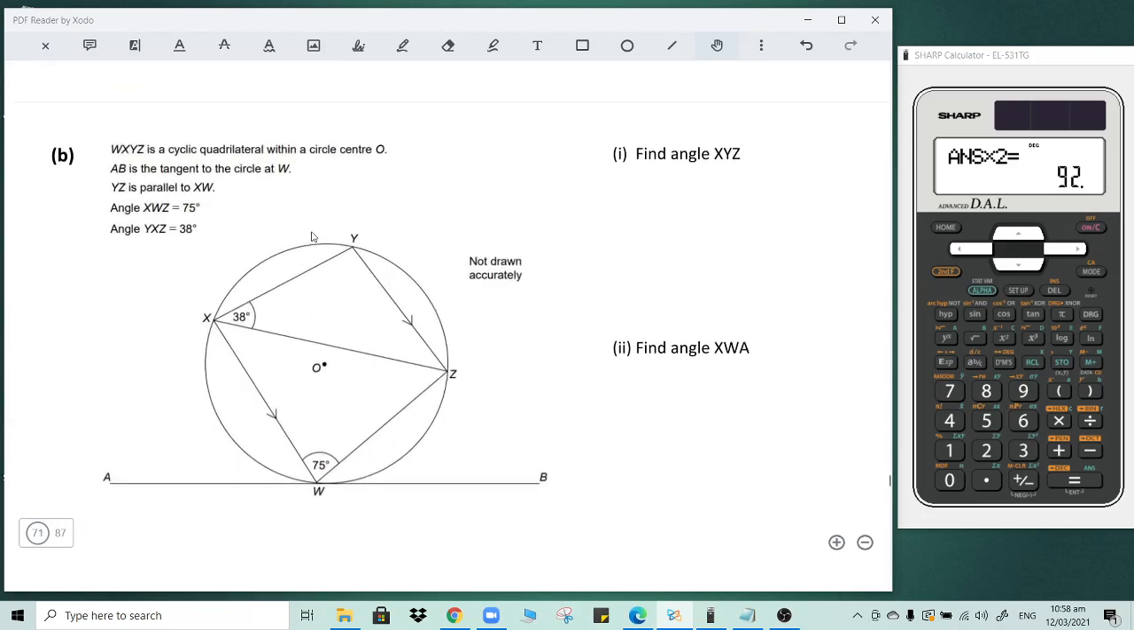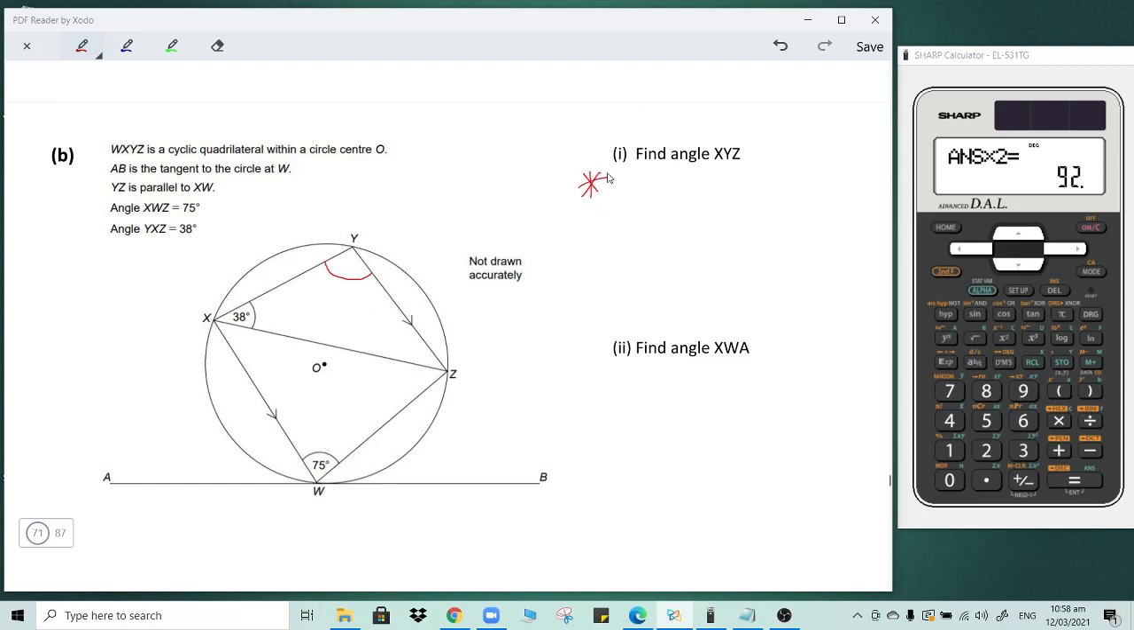Part B. So for part B, they want us to find the angle XYZ. So to find the angle XYZ, that's this angle here. This is going to be really easy. You all notice there's a cyclic quadrilateral here. X to Y, Y to Z, Z to W, W back to X. The opposite angles in a cyclic quadrilateral add up to 180.